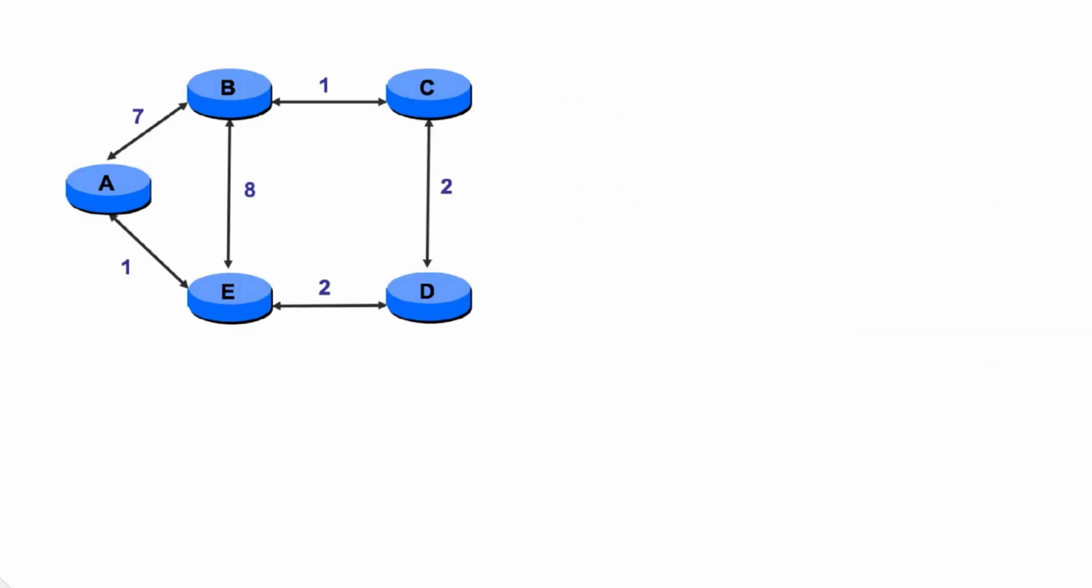So let's see with an example. Suppose this is the configuration in which the routers are connected. Now D will make a vector, which is called a distance vector. There are 1, 2, 3, 4, 5 routers, so it will have 5 entries: A, B, C, D, E.